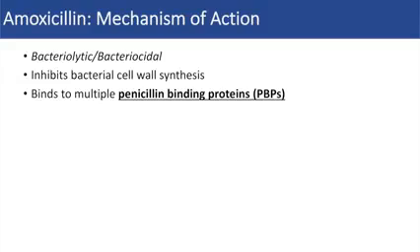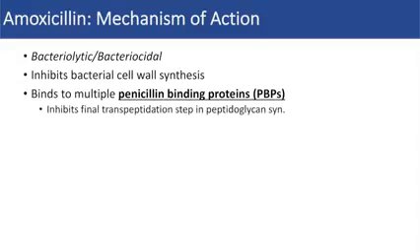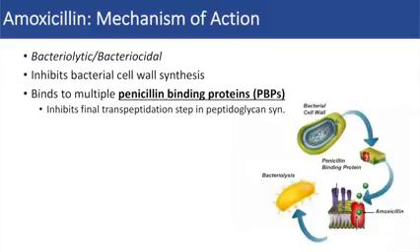So the penicillin binding proteins are important during the transpeptidation steps of peptidoglycan synthesis, and in fact amoxicillin inhibits the final transpeptidation step in peptidoglycan synthesis. So here's a quick schematic of what amoxicillin does. If you were to look at a bacterial cell wall, you'd be able to see these penicillin binding proteins.